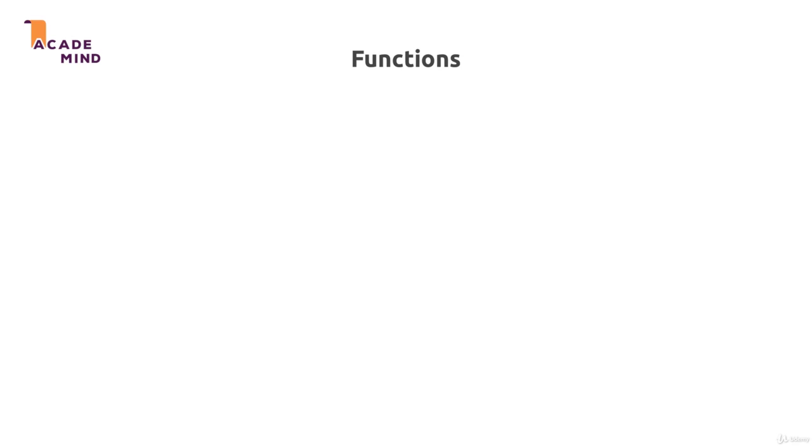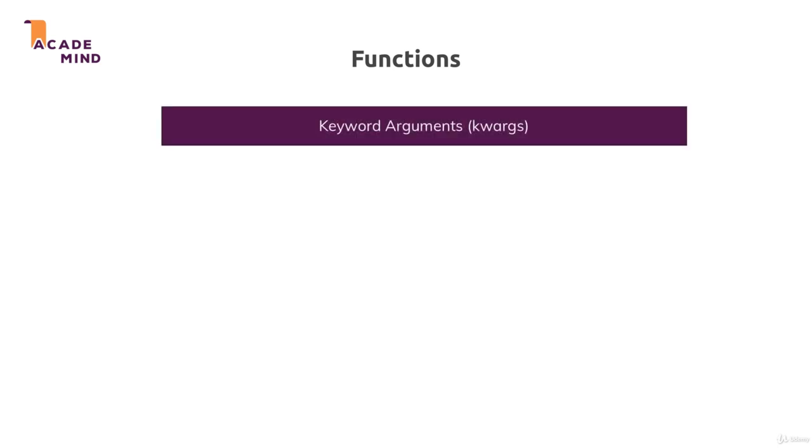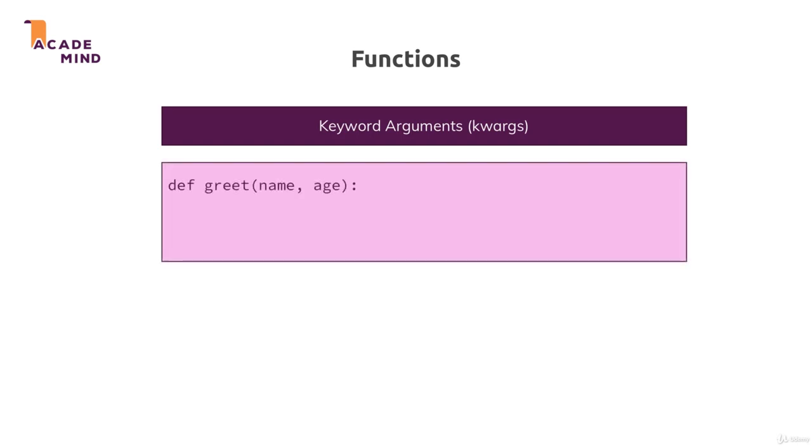Now we're almost done with functions, but here's one last nice feature you should be aware of, and that are keyword arguments. Now what's that again? It's actually not that difficult. We got a function with two arguments, name and age. Here's what happens in the function we just outputted.